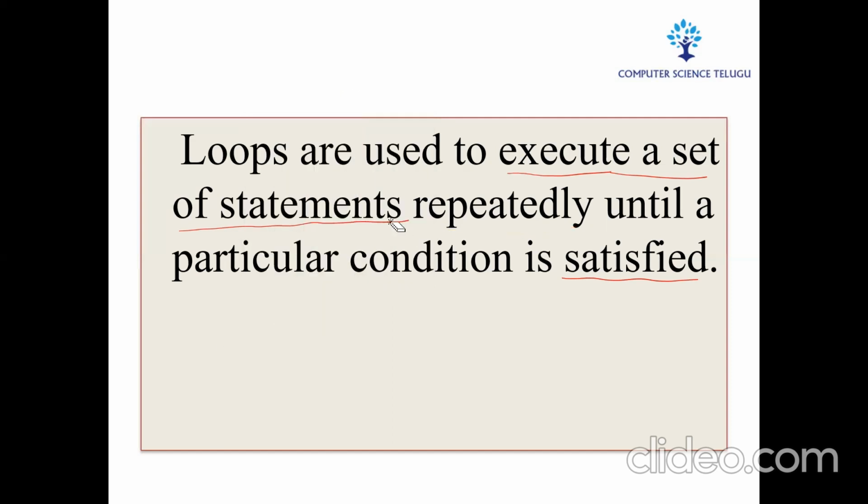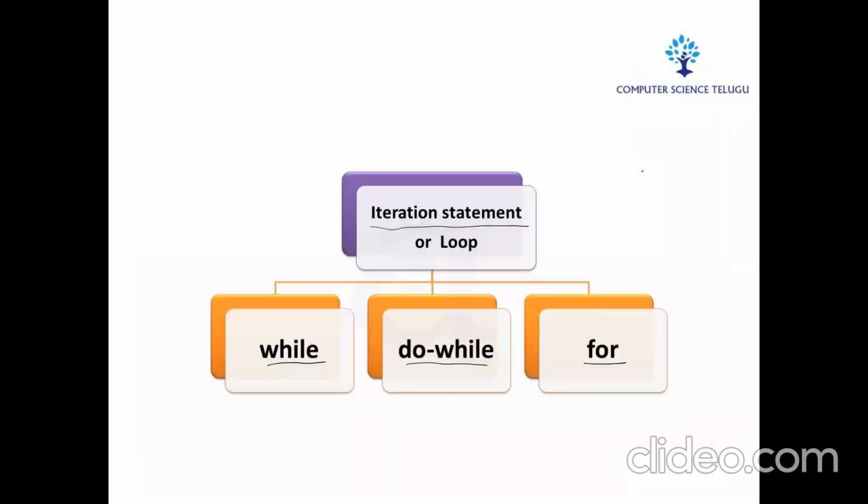Next question. Remember, we have three types of loops. The first one is while, the second one is do while, and the third one is the for loop. Loops are also called iteration statements, or iterative statements.